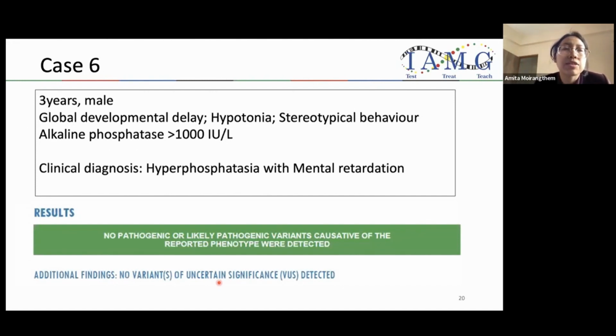Then we have such cases where again the clinical diagnosis is very evident, where the baby had global developmental delay with hypotonia and a very high alkaline phosphatase. So such a combination of phenotypic features is seen only in hyperphosphatasia with mental retardation. However, surprisingly, the exome did not show any pathogenic or likely pathogenic variants, and there were no copy number variants in the analysis from the whole exome data.